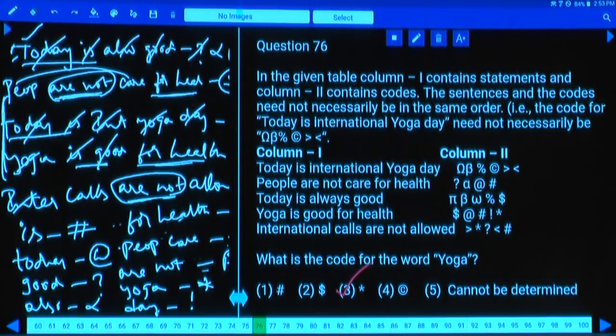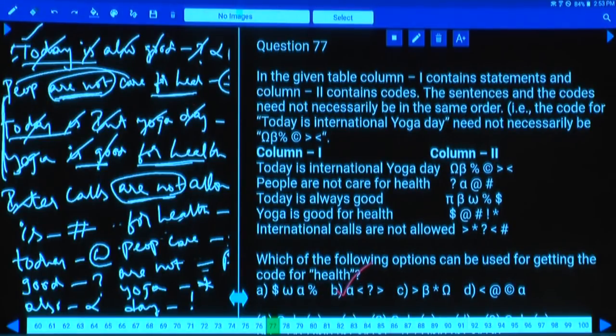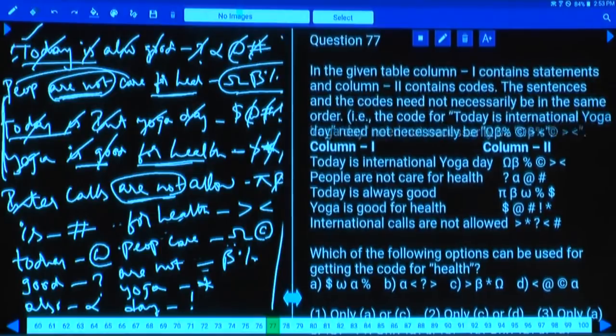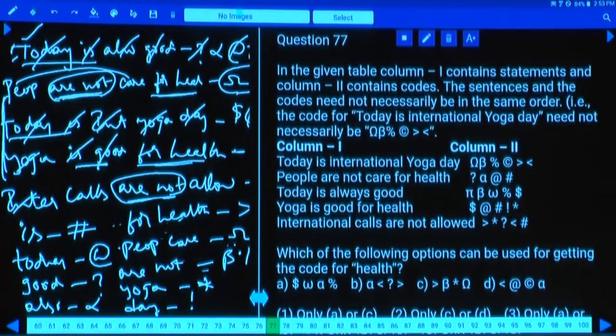Yoga star, that is choice 3. And which of the following options can be used for getting the code for health? In order to get the code for health, what are the symbols that are to be used? Now health. Tell me what is the code for this health here? For and health. Greater than and lesser than.